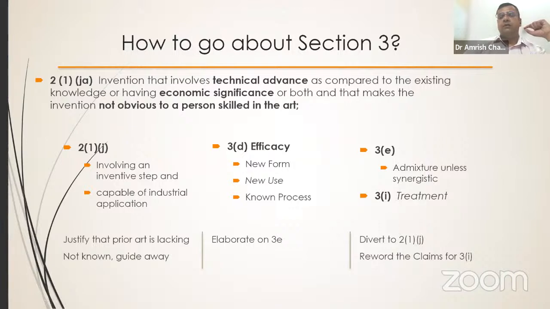And for 3(i), you will have to reword the claim. So if you have said a composition used for treating Alzheimer's, instead of using the word treatment, you have to say a composition capable of reducing, say, insulin level, or controlling the brain neural response, or enhancing the memory. And you will have to avoid the word treatment there.